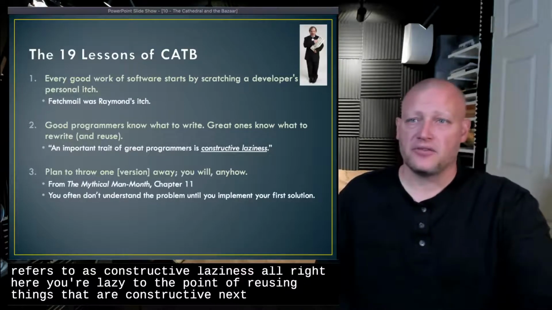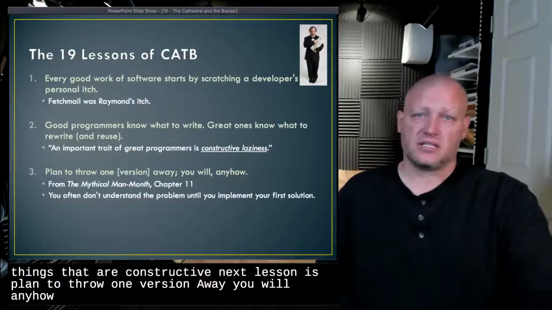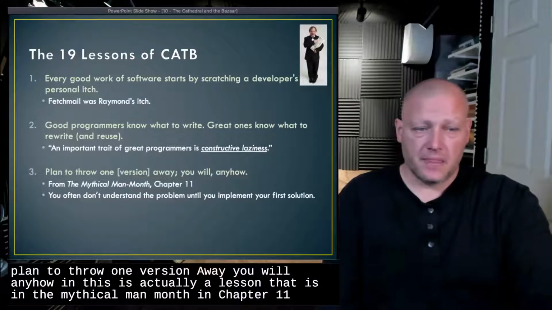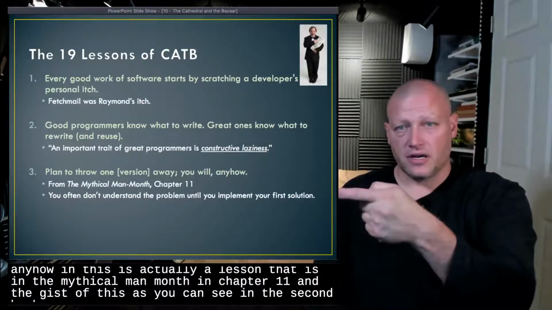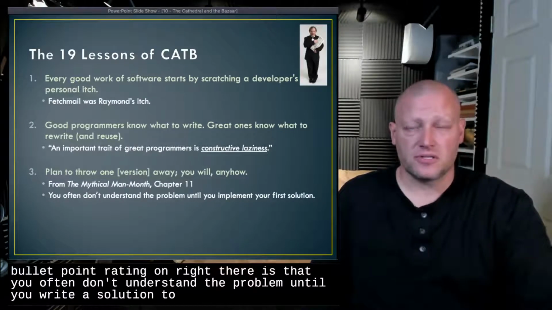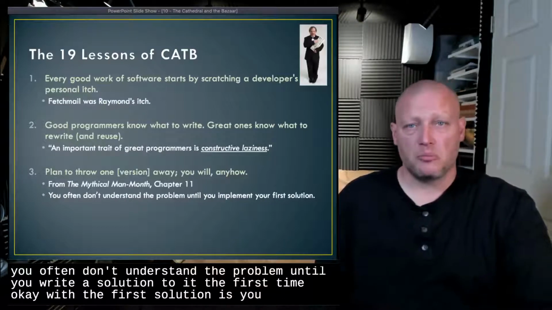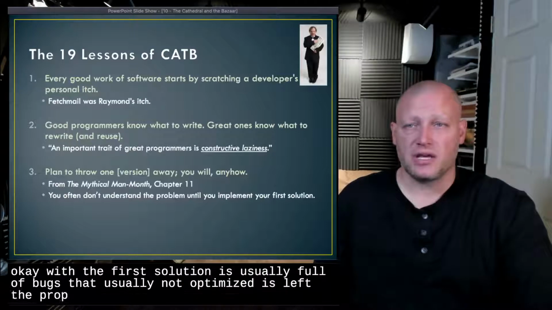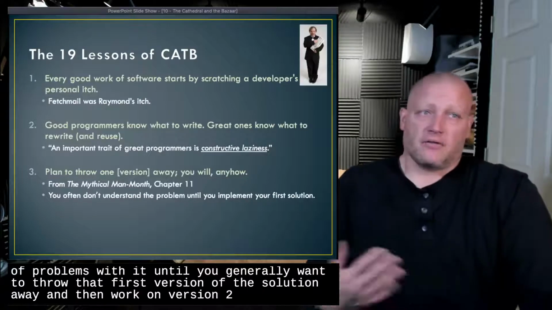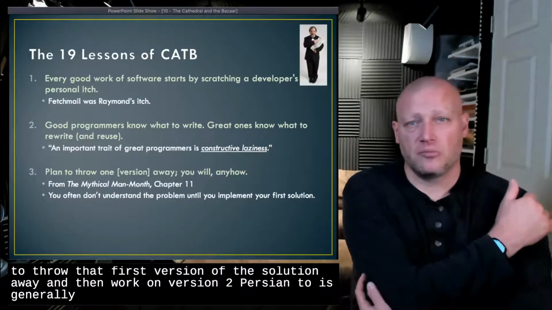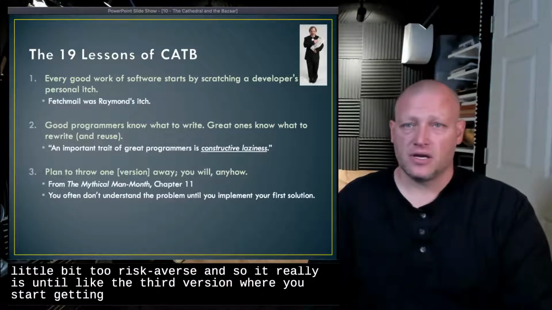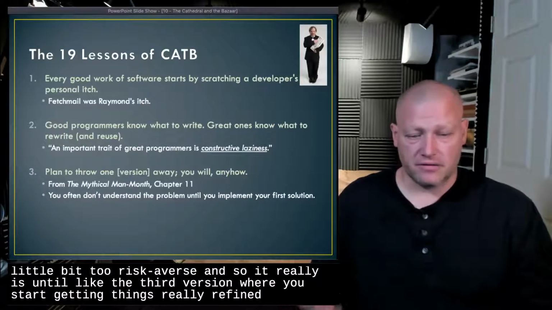All right, the next lesson is plan to throw one version away. You will anyhow. This is actually a lesson that is in The Mythical Man-Month in chapter 11. The gist of this, as you can see in the second bullet point, is that you often don't understand the problem until you write a solution to it the first time. But the first solution is usually full of bugs. It's usually not optimized. There are lots of problems with it. And so you generally want to throw that first version of the solution away and then work on version 2. Version 2 is generally a little bit too sparse, a little bit too risk averse. And so it really isn't until the third version that you start getting things really refined and good.